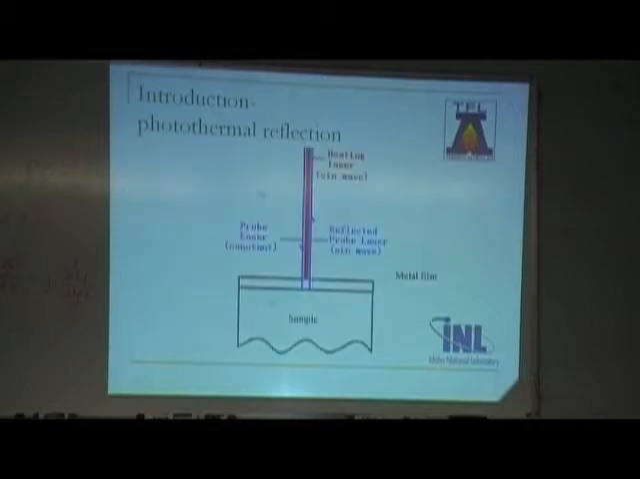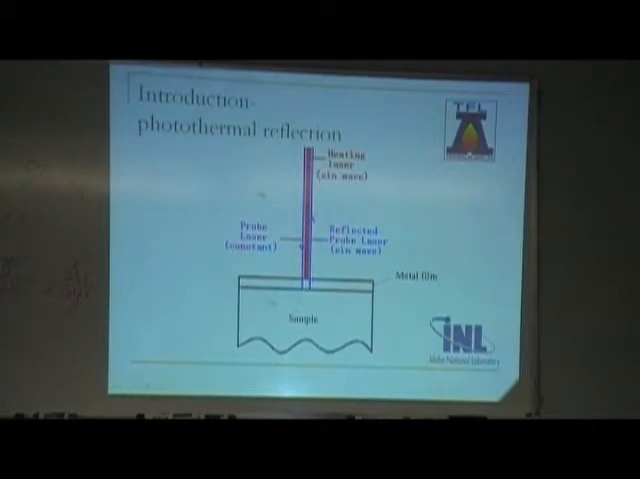Here is an idea of the thermal reflection method. The red laser here is a heating laser, and it will be injected onto the surface of the sample. It's a composite sample, 2 layers. And the probe laser, the blue one, will be injected onto the same spot on the surface and reflected this way. Actually, it's the same spot. It's easier to see here, so I use 2 lines.